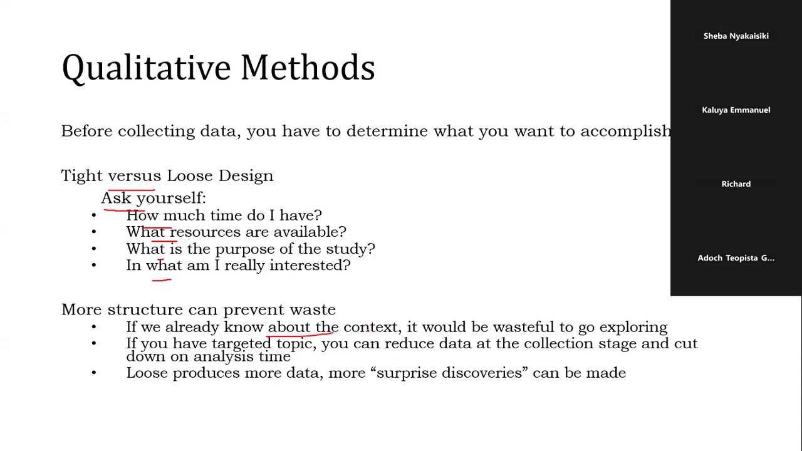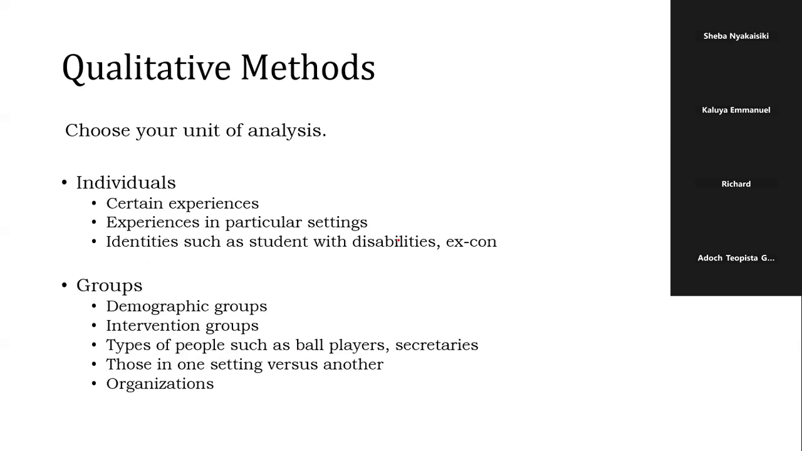So the whole point of qualitative research is that we're seeking to explore. So that is where the biases must be set aside. If you have a targeted topic, you can reduce data at the collection stage. Loose produces more data and more surprise discoveries can be made. The more open you are, the more discoveries you make.